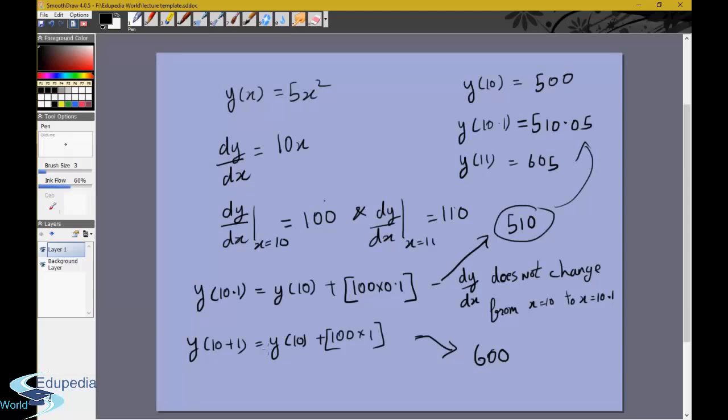But if we change x by a decent amount, we change x by 1, that means it goes from 10 to 11. Dy by dx changes quite significantly from 100 to 110, and so we don't get the correct answer 605. What we get is 600, and for some purposes you might say this approximation is too far off. We don't want it. We want it to be somewhat closer. Right? So this is the essence of approximation. As long as the change in x is small, even if x is changing, as long as the change is small, you can assume that the rate of change is constant.